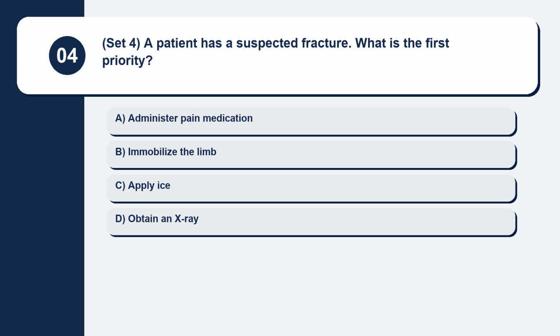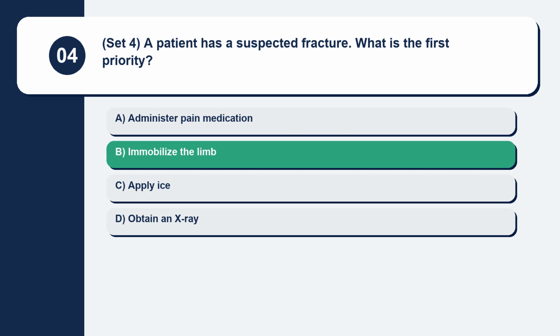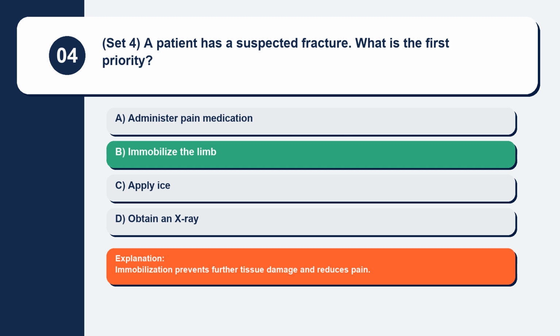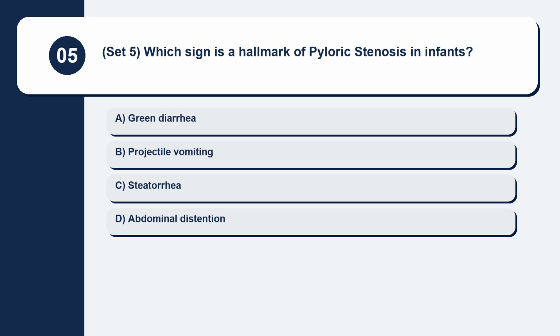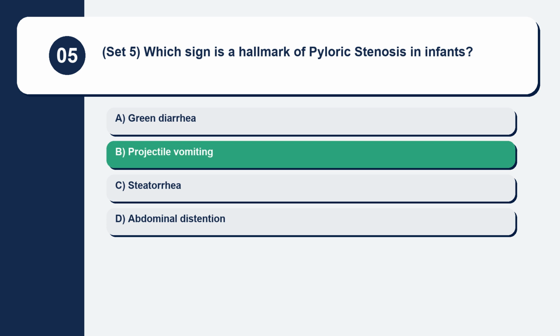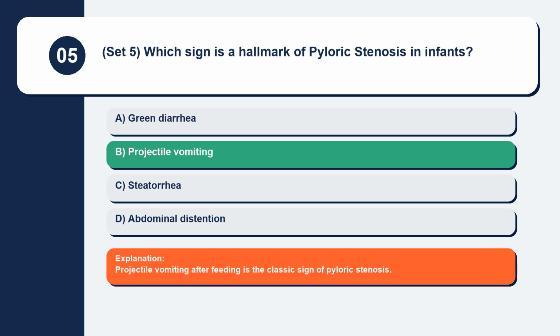Question 4. Set 4. A patient has a suspected fracture. What is the first priority? Administer pain medication, immobilize the limb, apply ice, obtain an X-ray. Immobilization prevents further tissue damage and reduces pain. Question 5. Set 5. Which sign is a hallmark of pyloric stenosis in infants? Green diarrhea, projectile vomiting, steatorrhea, abdominal distension. Projectile vomiting after feeding is the classic sign of pyloric stenosis.